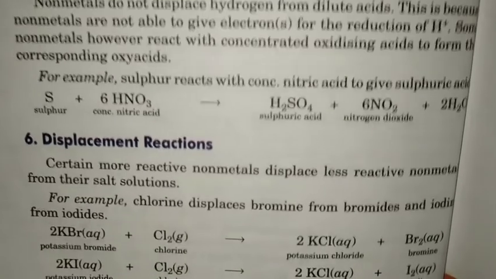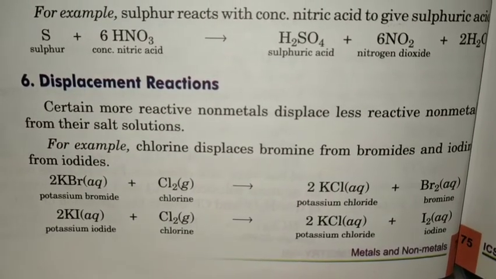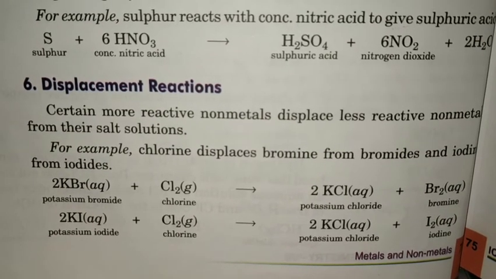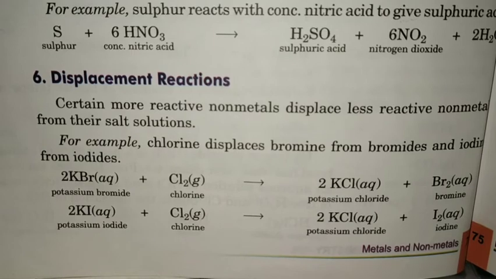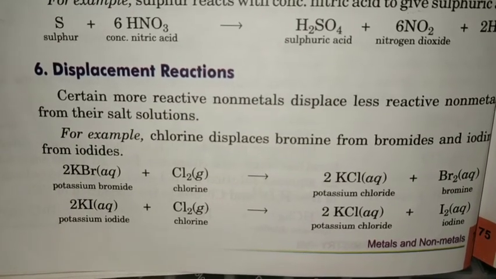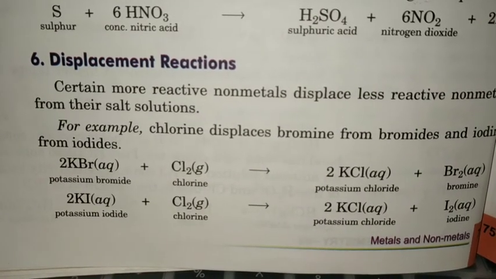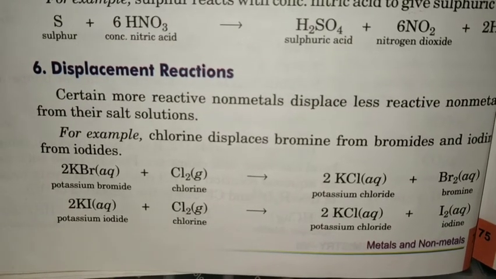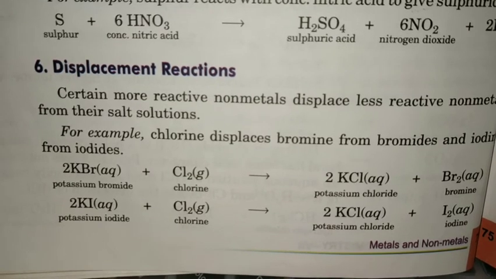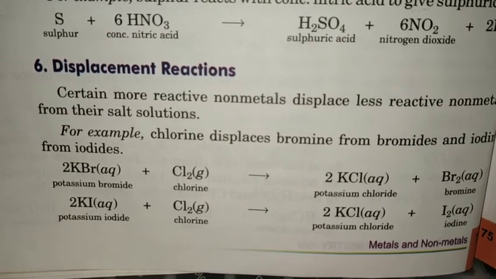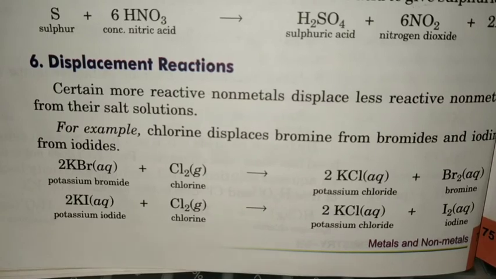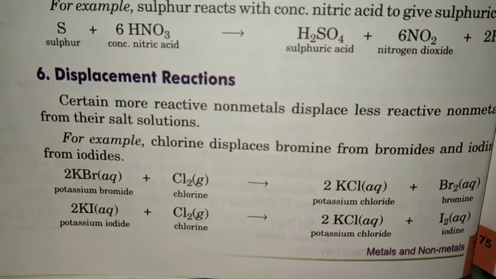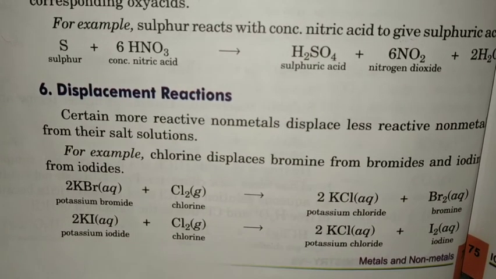Now the displacement reactions. Certain more reactive non-metals displace less reactive non-metals from their salt solution. For example, potassium bromide KBr plus Cl2: chlorine will displace Br and take its place, forming potassium chloride and bromine. KI plus Cl2, KCl will form and iodine gas. So this is all about the chemical properties of non-metals.